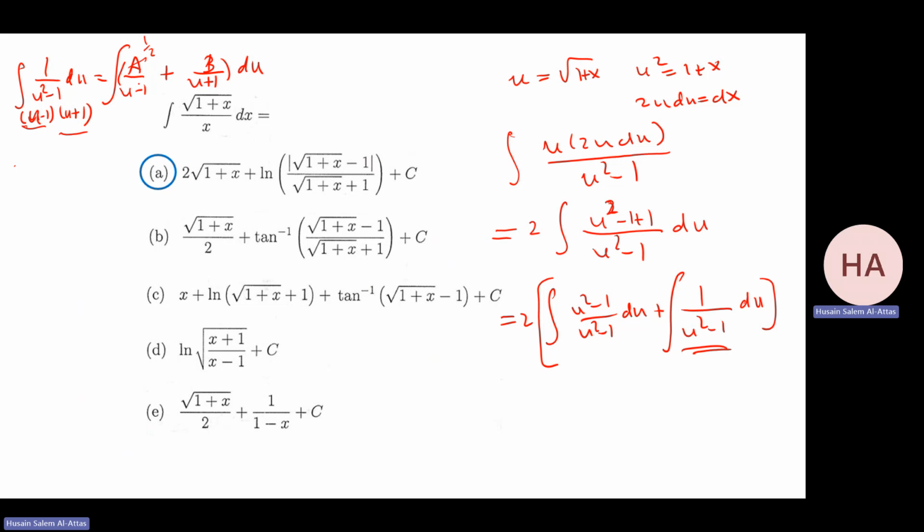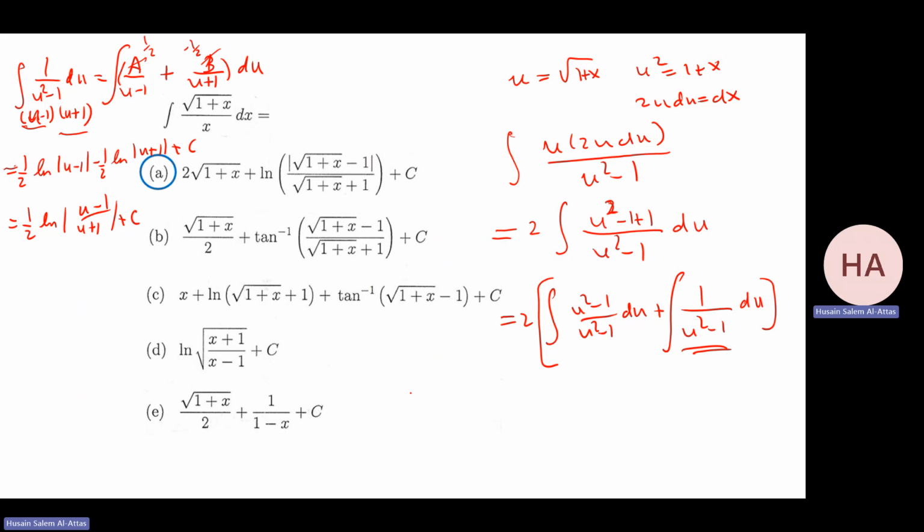Then cover this. B equals minus half. So that will be half, then u minus 1 minus half, then u plus 1, plus c. So I have half, then u minus 1 over u plus 1, plus c.